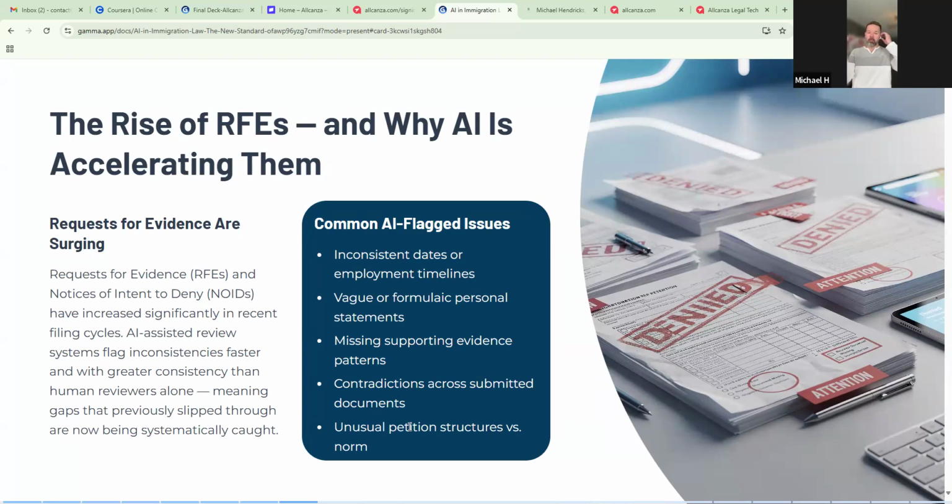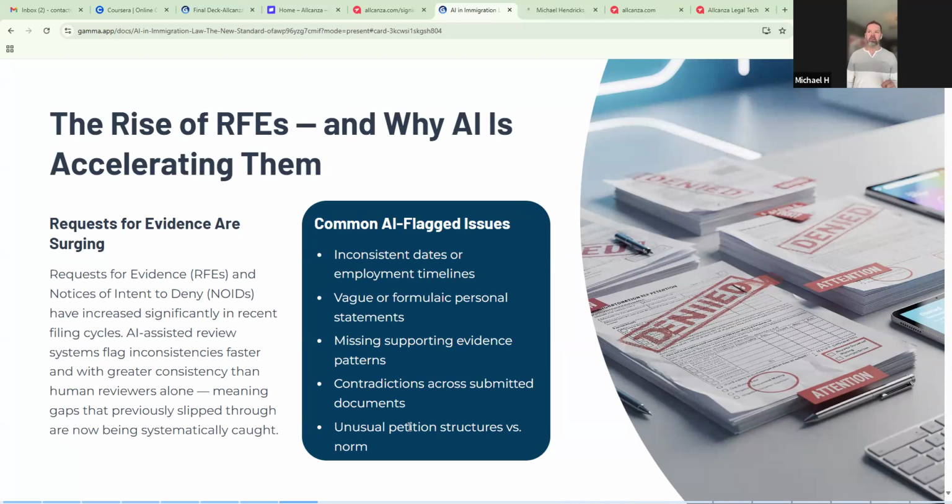Like, on this form, it was put that they entered as a tourist, whereas on this form, it said they entered as an H-1B, right? So it flags those inconsistencies in order to make sure that everything is in line, one with the other. Then there are vague or formulaic statements, personal statements. This is the definition of what you'll get from ChatGPT or Gemini. It'll be specific to you or have your name on it.